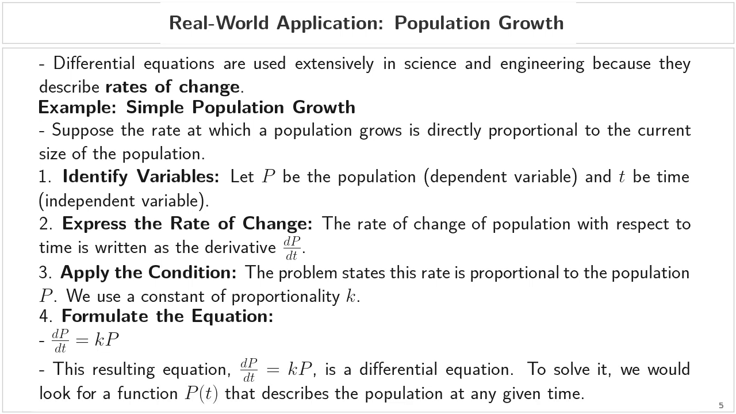Now take a close look at this resulting equation. dp dt equals kp. Notice that it contains a derivative. This, by definition, is a differential equation. As we'll see in the next few slides, our goal here isn't to find a single number, but to find a function, p of t, that describes exactly how the population behaves at any given moment in time.